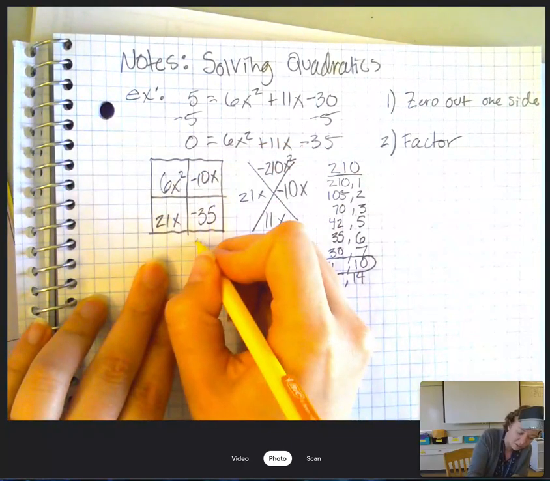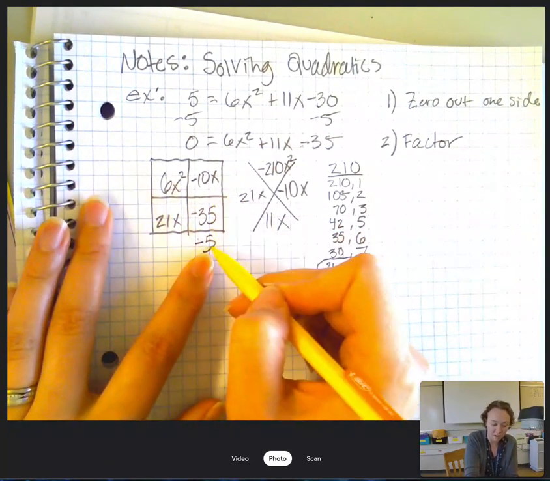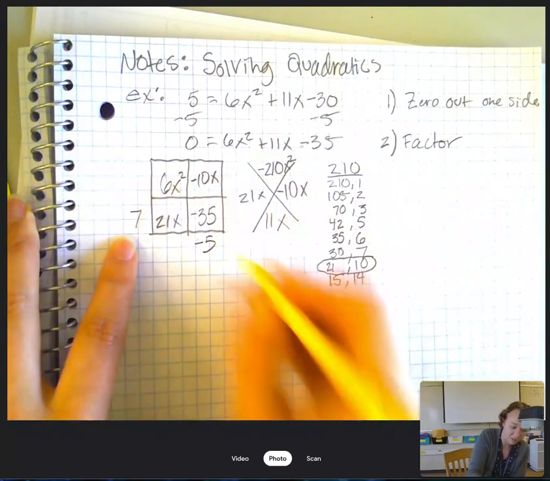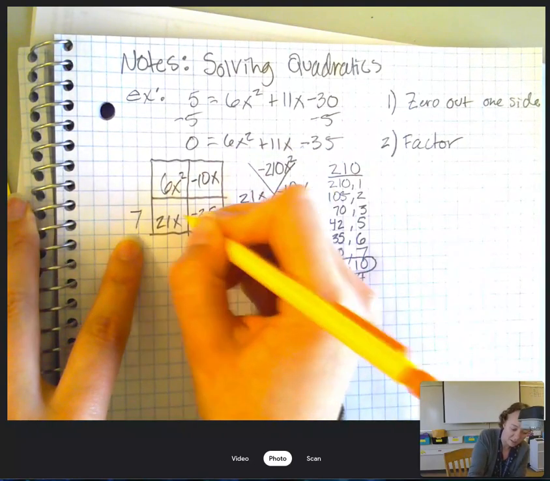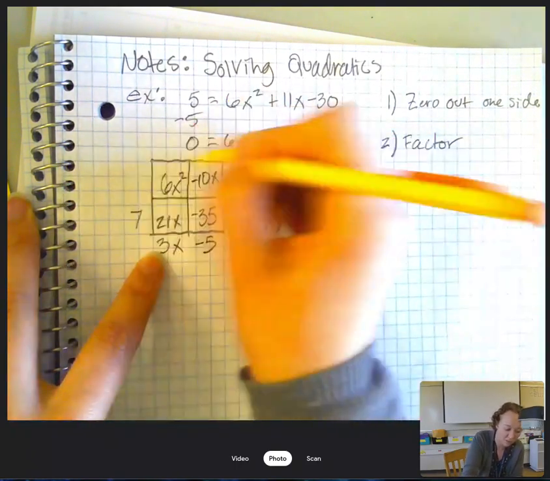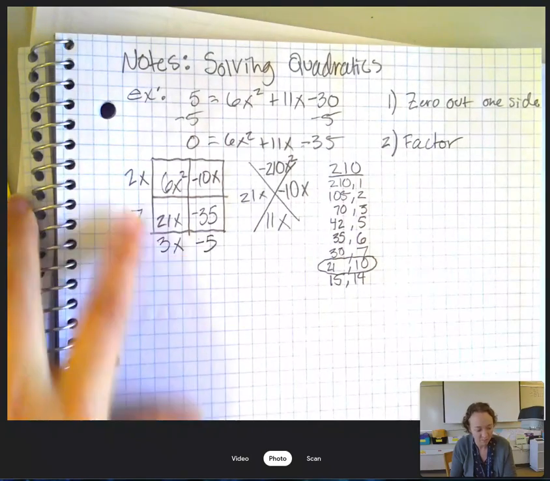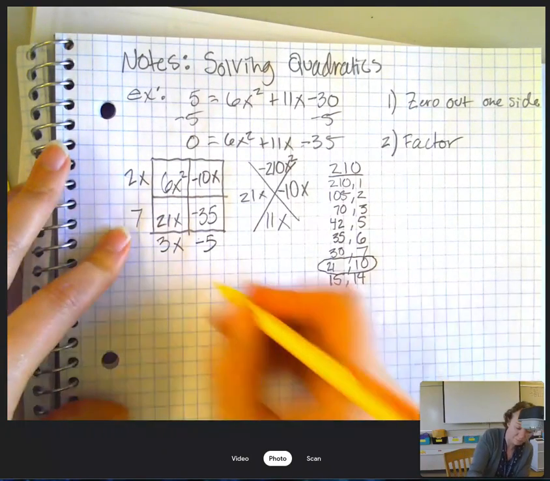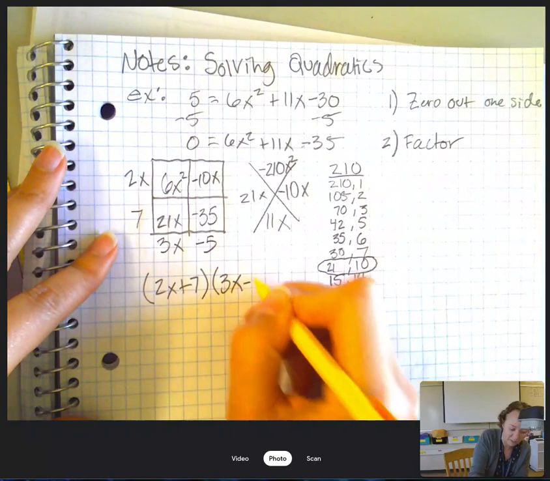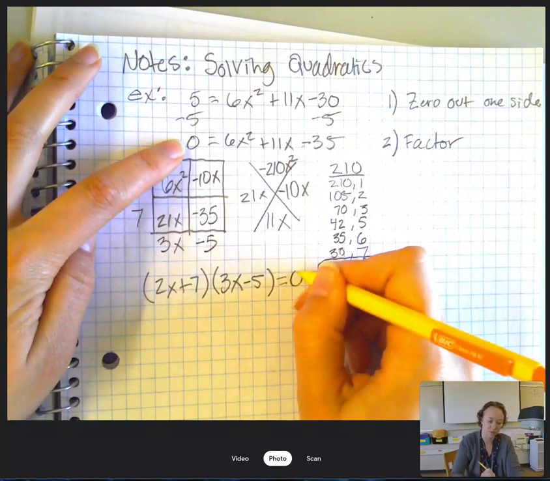This gives me a negative 5, because that's a common factor there. If that's a 5, then this must be a 7. If that is a 7, this must be a 3x. So this must be a 2x, which works there, minus, plus. This looks good. So 2x plus 7 times 3x minus 5. And it was equal to 0 in the beginning, so it's still equal to 0.